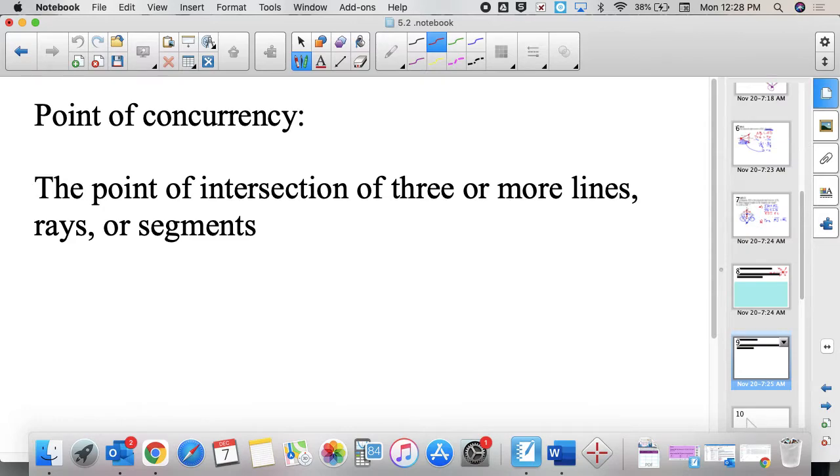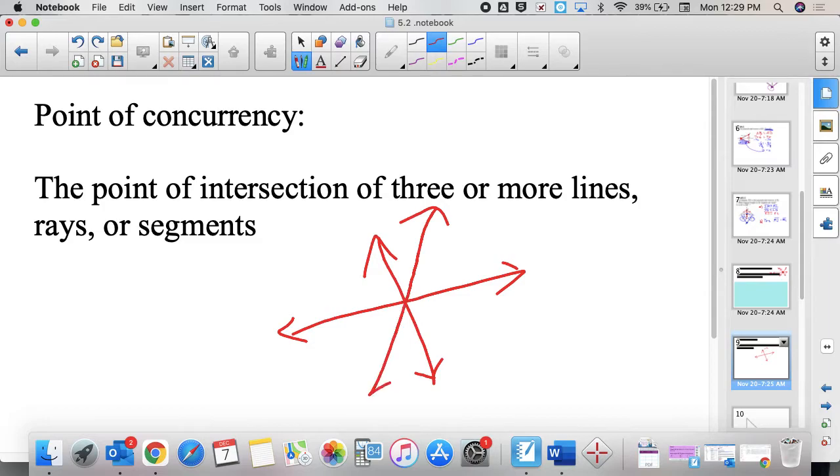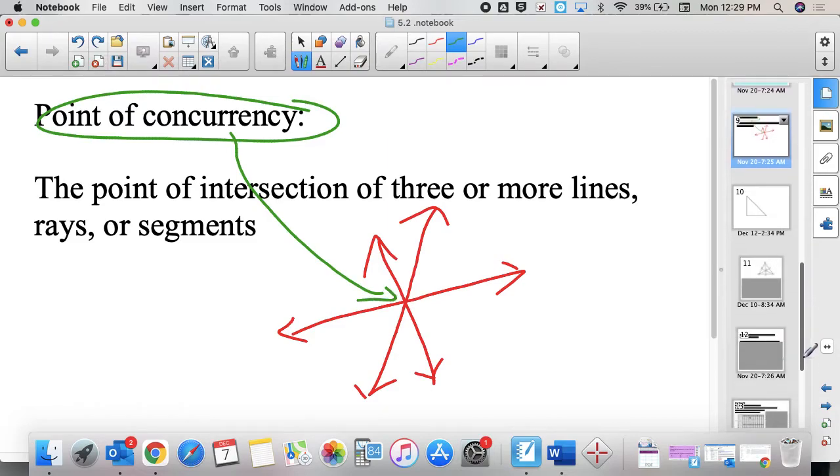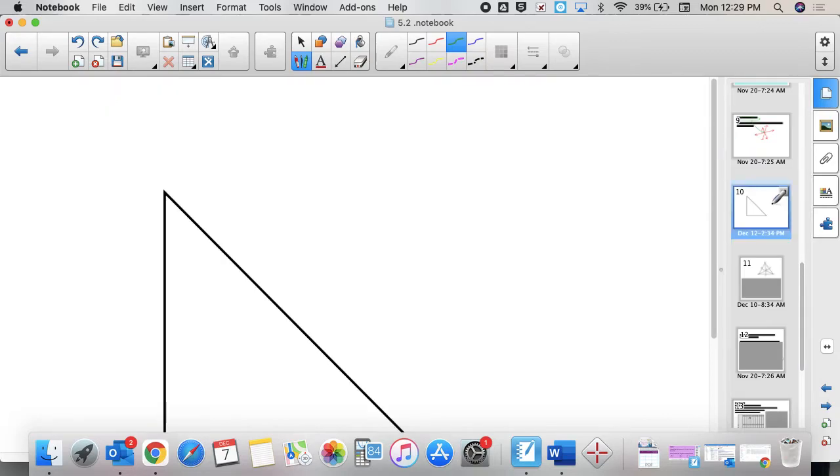So when you have your concurrent lines, they all go through that point. That point is known as your point of concurrency. And that point of concurrency is always going to have a property to it.